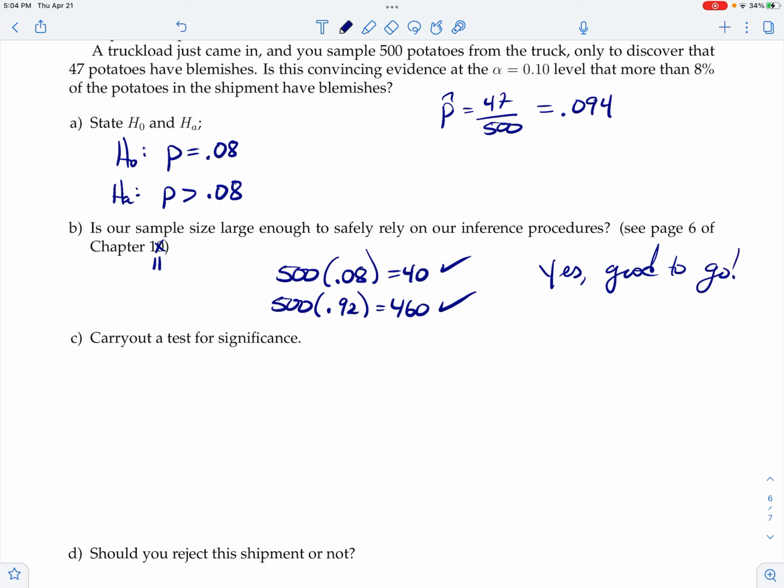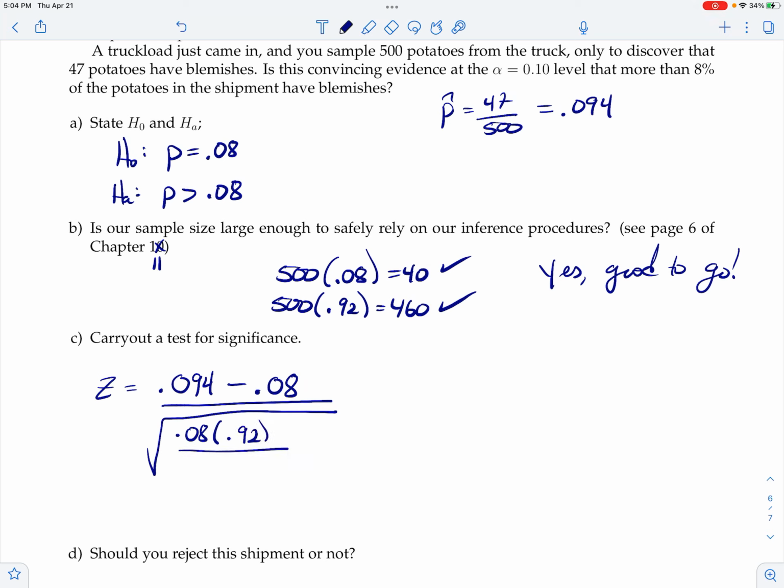All right, so carry out a test for significance. I'm going to compute my test statistic z. I take my sample proportion p hat, 0.094. I subtract the null hypothesis value for p. Then I divide by the square root of 0.08, the null hypothesis value for p, times 1 minus that, 0.92, divided by n, which is 500. Check the formula that you have on your formula sheet, and you'll get 1.15.